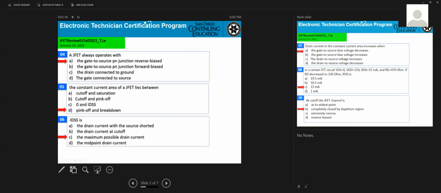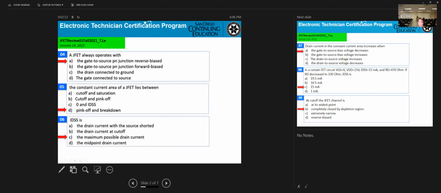Number four, a JFET always operates with the gate-to-source PN junction, but it must be reverse biased. Okay? In bipolar, it will be forward.